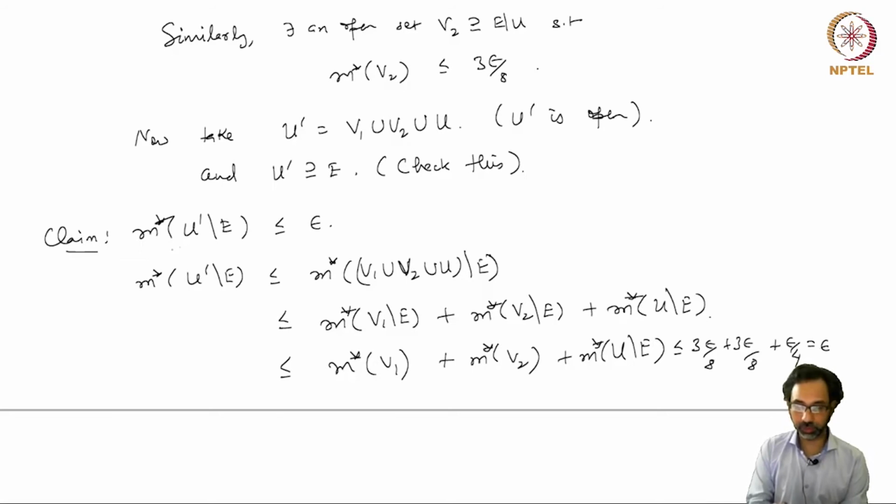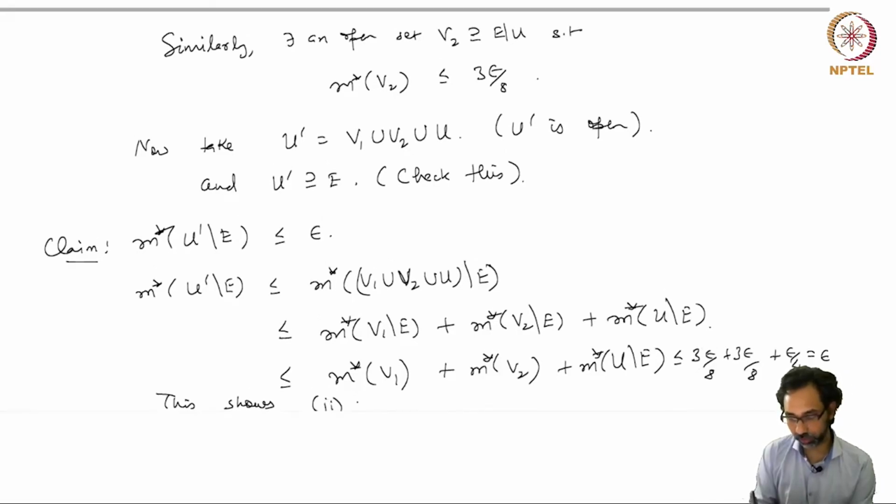So we have shown that U prime is an open set that contains E, and the outer measure of U prime minus E is bounded above by epsilon. So this shows that part 2 implies part 1.